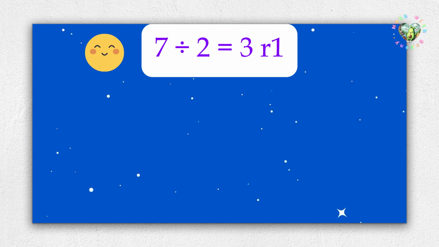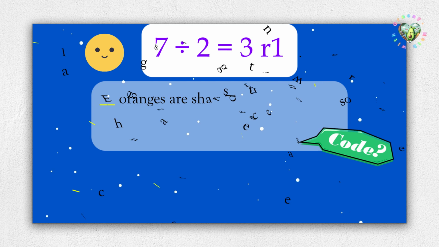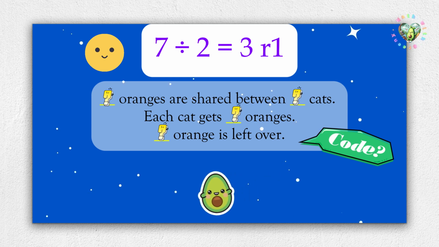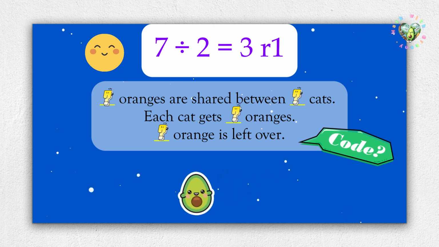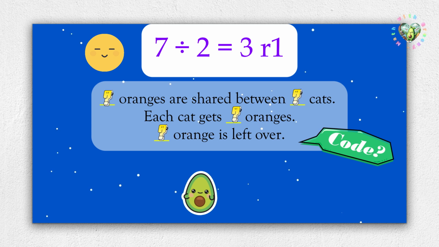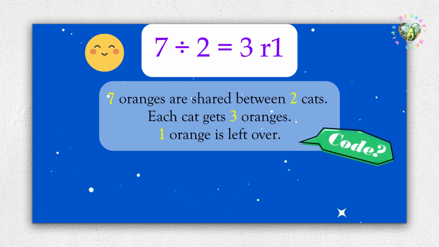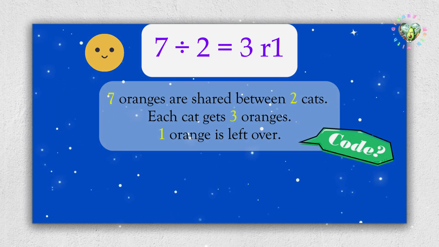All right. Here's the first one. 7 divided by 2 equals 3 remainder 1. What's the code? Seven oranges are shared between 2 cats. Each cat gets 3 oranges. 1 orange is left over. Yes! You cracked it! Next one.